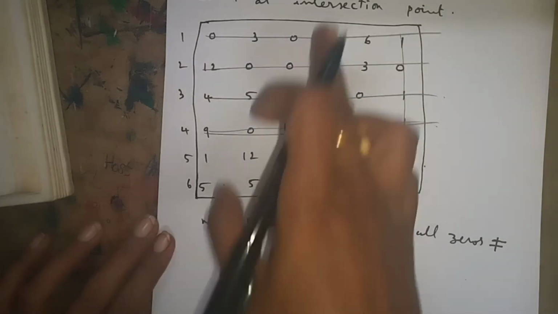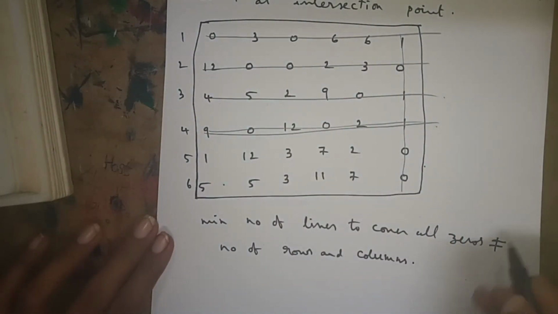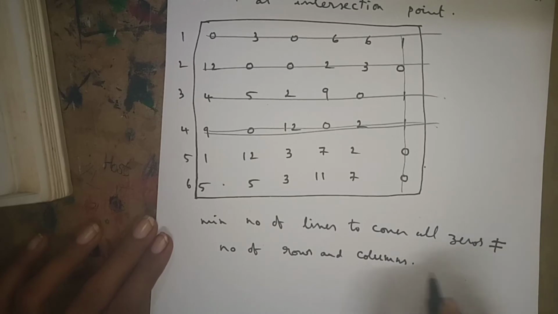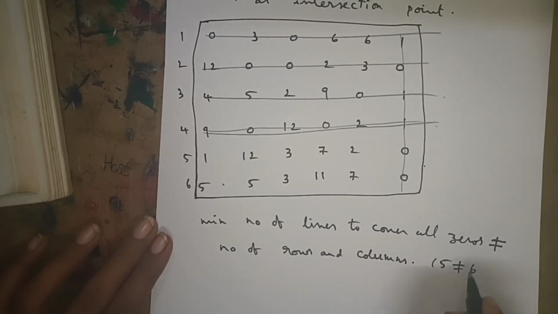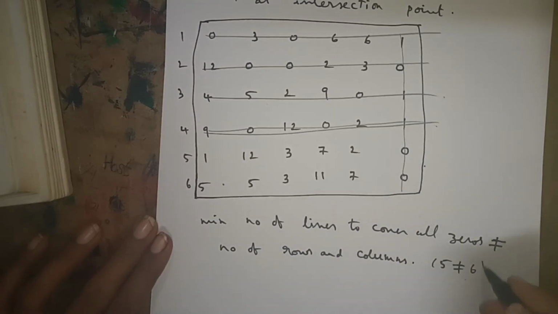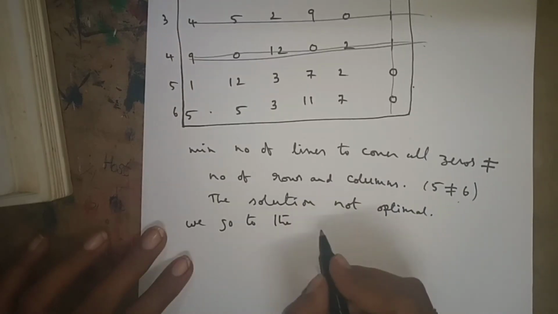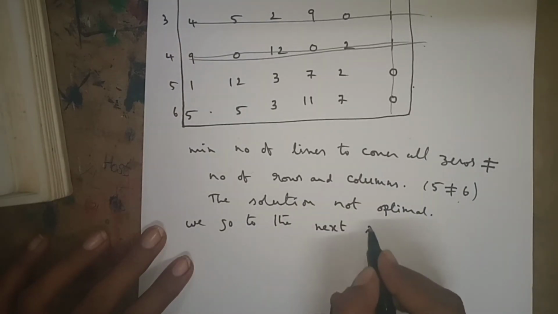The minimum number of lines to cover all zeros here is 5, which is not equal to 6. The number of lines we have got is 5, and the number of rows and columns is 6, which is not equal. The solution is not optimal. Again we go to the next iteration.